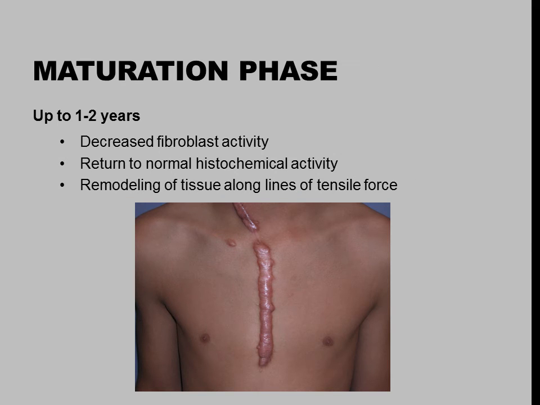The maturation phase can last from 1 to 2 years. We see a decrease in fibroblastic activity, a return to normal histochemical activity, and remodeling the tissue along the lines of tensile force. We may also see the formation of scar tissue. Depending on how the collagen fibers are laid down, the scar may be very noticeable or very minor depending on the size, length, shape, and location of the wound.